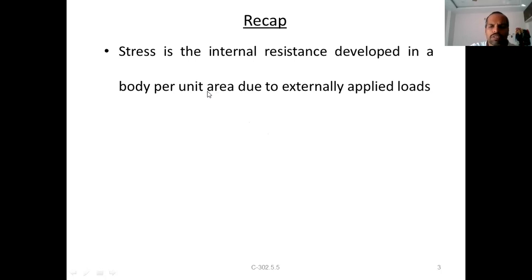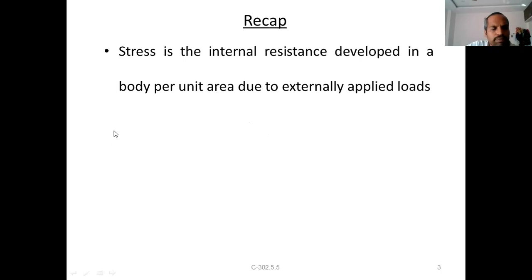So what is stress? Stress is nothing but an internal resistance developed in a body per unit area due to externally applied loads, right? And we have discussed the concept in detail. Now, once again, I want to tell about what is stress and strain.